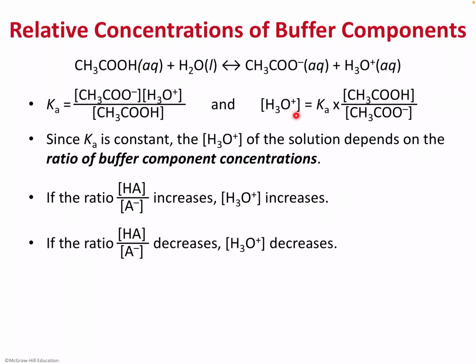Okay, so basically hydronium ion concentration depends on the ratio of the two buffer components, acid over conjugate base. If the ratio acid over A minus increases, if this ratio is high, what does it mean for hydronium ion concentration? It also increases. Right? If the ratio decreases, then the hydronium ion concentration also decreases.